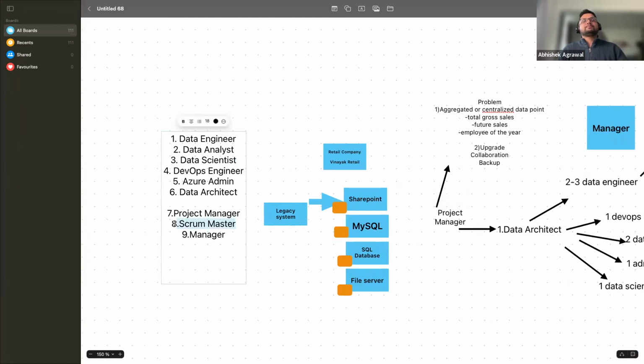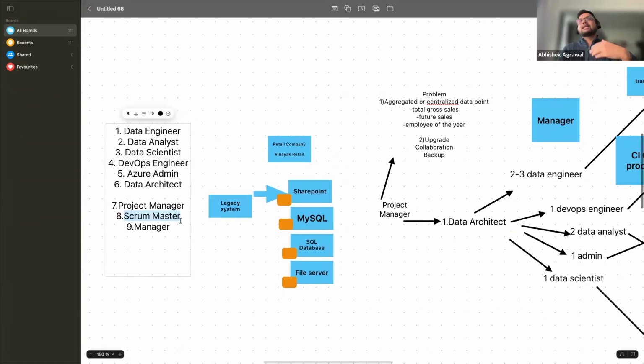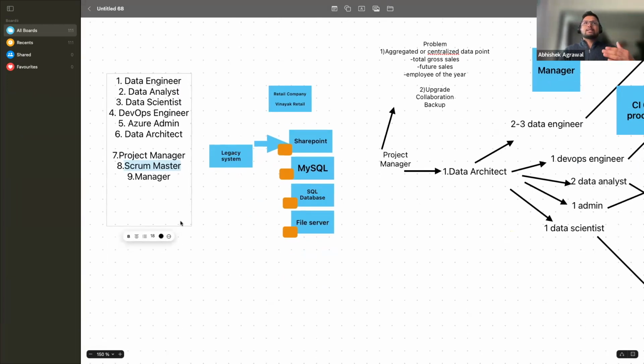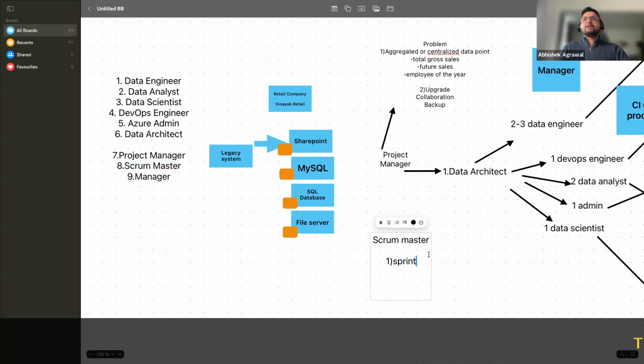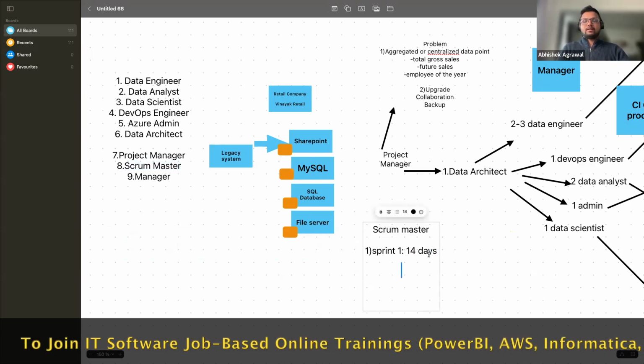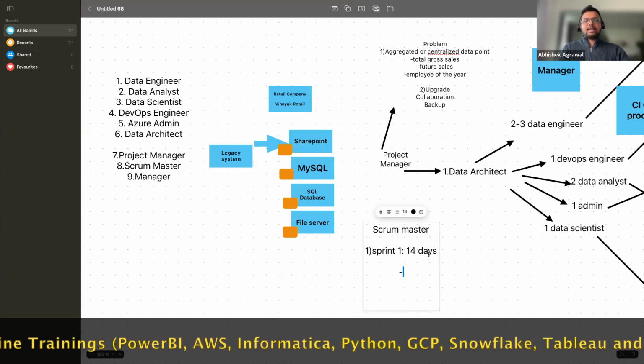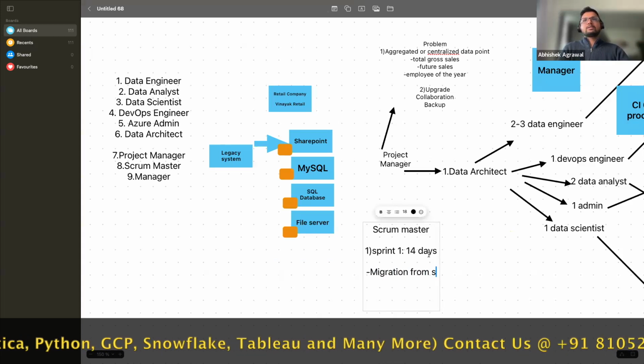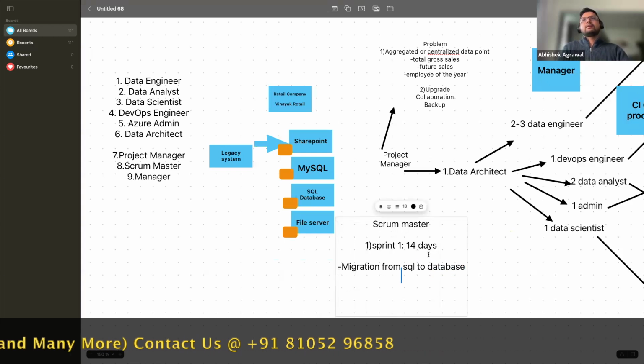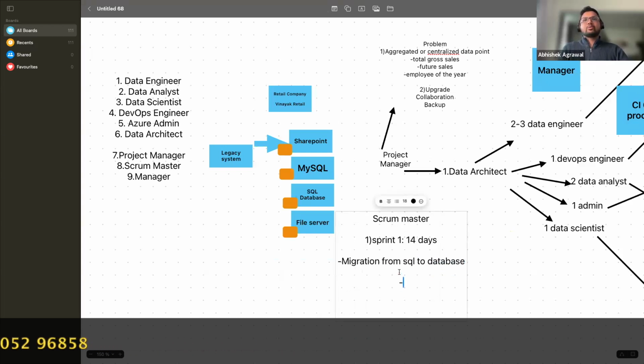The Scrum Master will basically, whenever you work in agile development, the whole development is always divided into sprint cycles. Sprint cycle means in the first sprint, sprint one, suppose it is a 14 days sprint. In the 14 days sprint, we will do a migration from SQL to database, right? Now in the sprint, we will create stories.